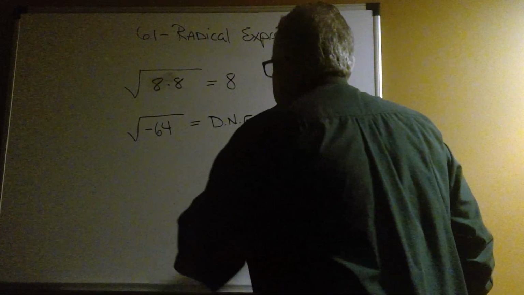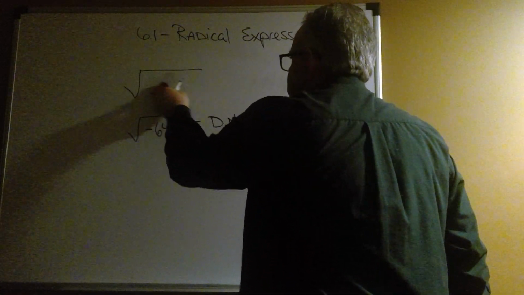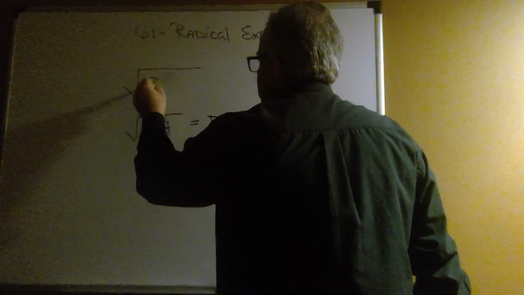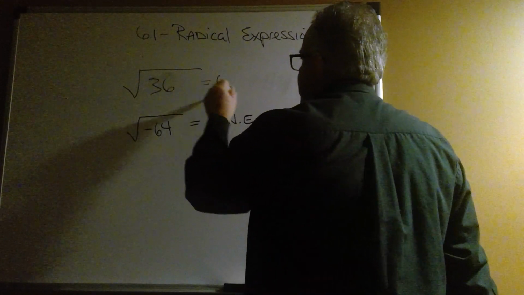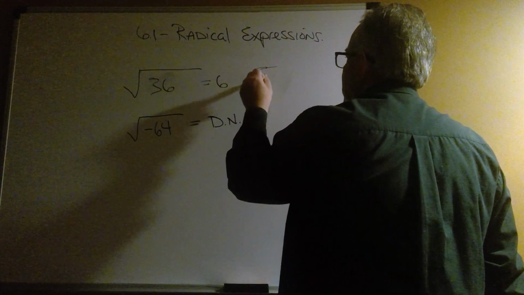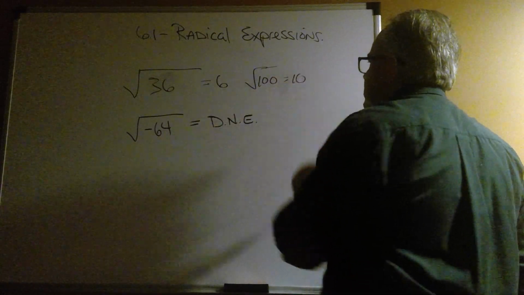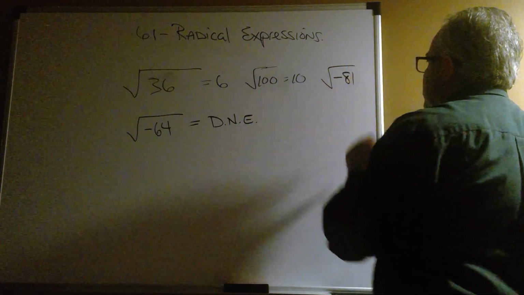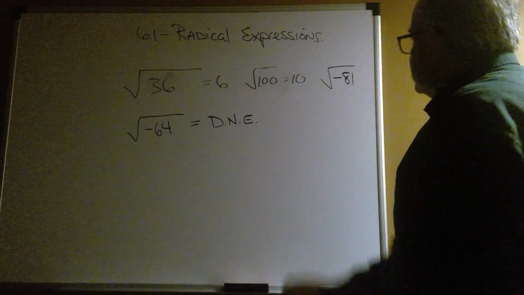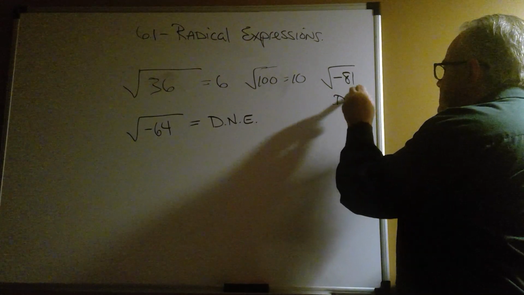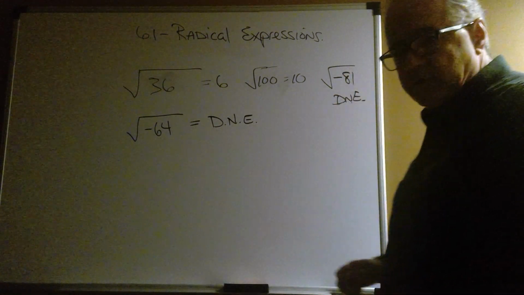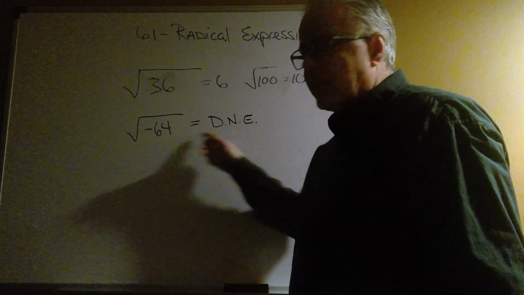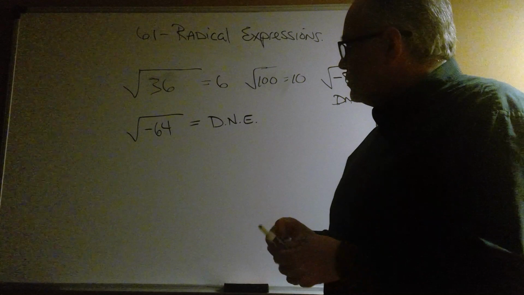What are some other numbers that are perfect square roots? I could come down here and write: the square root of 36 is 6. The square root of 100 is 10. And if I had the square root of negative 81, now my answer changes, and that is going to be a DNE, does not exist, because it's a square root. Got that part. So that's when we're dealing with square roots.